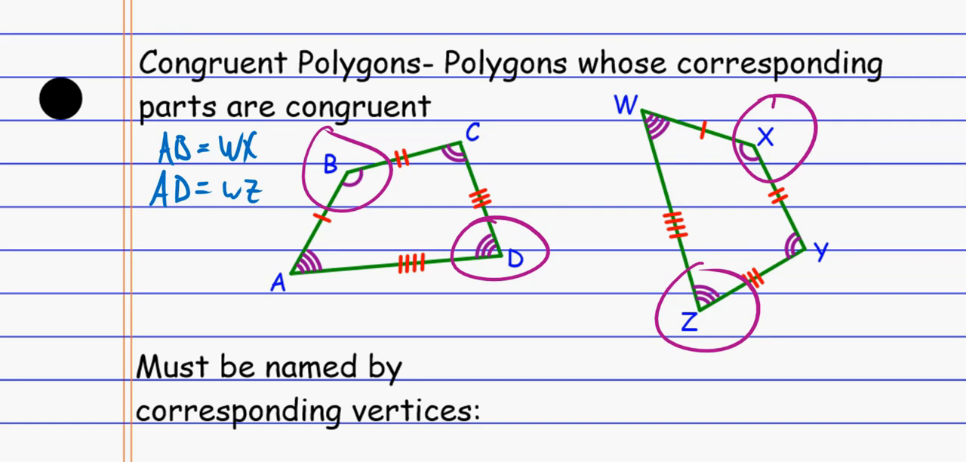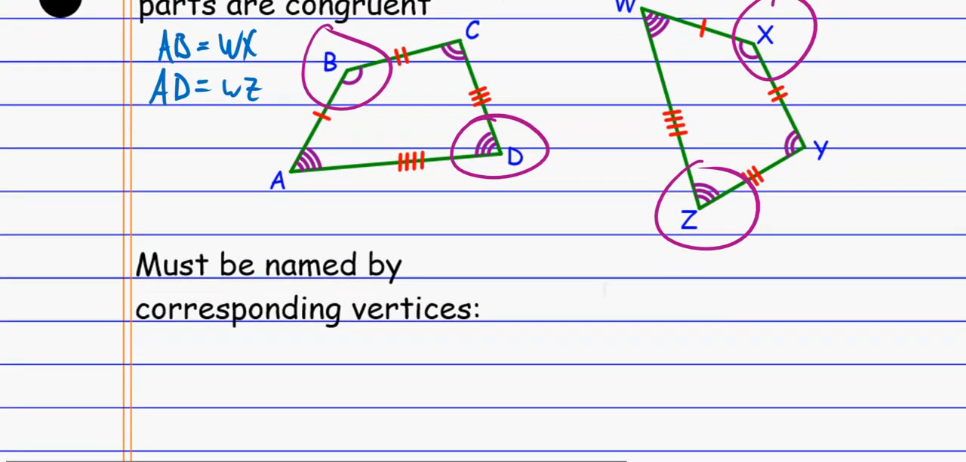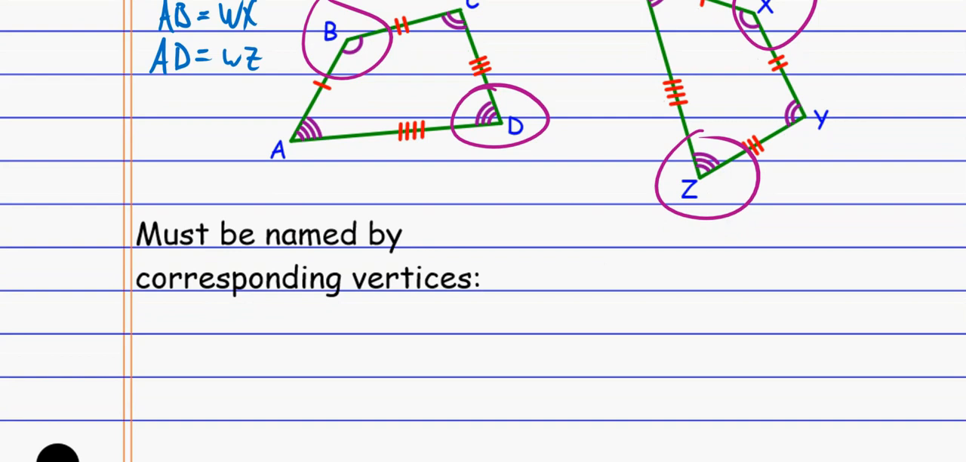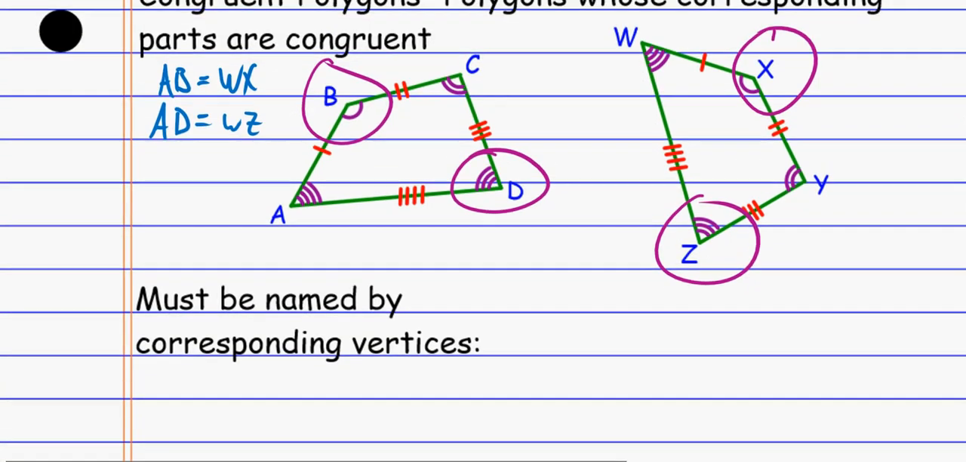See, congruent polygons are made up of congruent parts, all right? And the important thing here is that I match up the correct parts so that I know how to label these polygons. The labels are important because they tell us which parts match up. Down here it says, must be named by corresponding vertices, which simply means this.